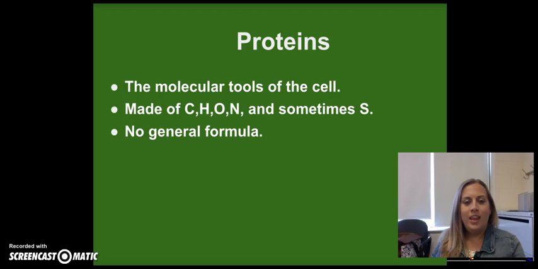All right, the next macromolecules that we're going to talk about are proteins, and these are the molecular tools of a cell. Okay, we're going to talk about all their uses, and there's tons of them. Proteins are made of carbon, hydrogen, oxygen, but also nitrogen and even sometimes sulfur. And again, there is no general formula, so look for the nitrogen when you're talking about proteins.